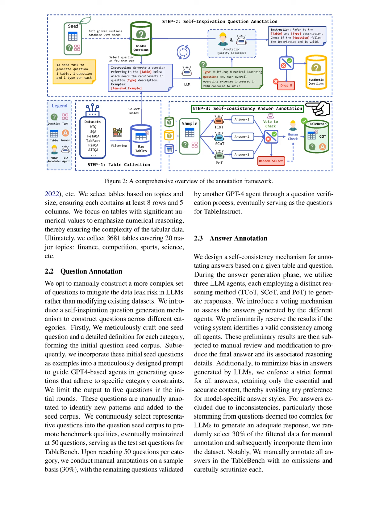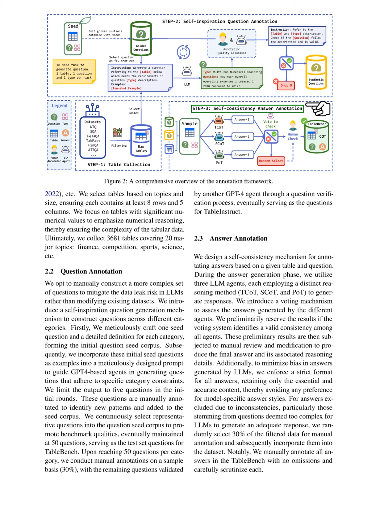For answer annotation, we create a self-consistency mechanism based on a given table and question. During the answer generation phase, we utilize 3 LLM agents, each using a different reasoning approach, TCOT, SCOT, and POT, to produce responses. We implement a voting system to evaluate the answers from the different agents. If the voting indicates consistency among all agents, we tentatively accept those results. These preliminary answers are then manually reviewed and adjusted to finalize the answer and its reasoning.